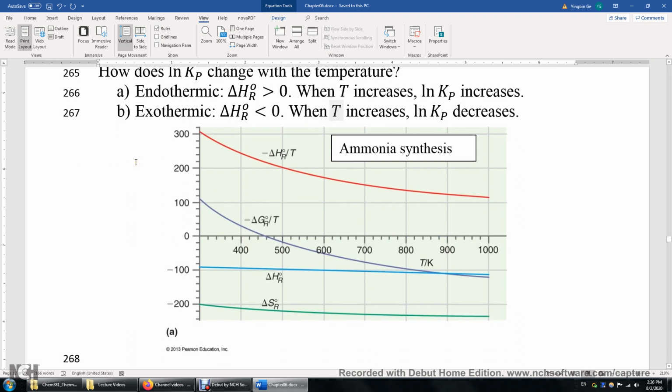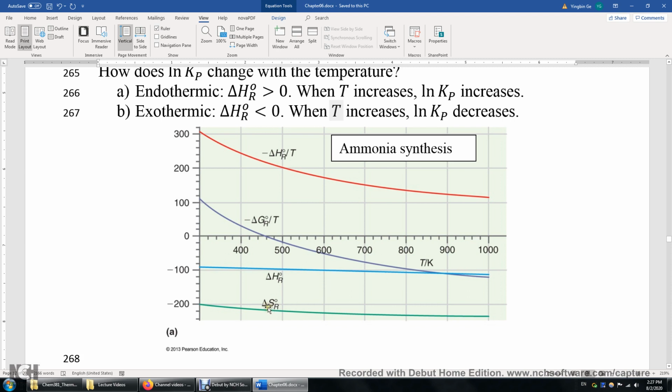Now finally, I want to emphasize this. This delta H of R is approximately a constant within a small temperature range or even a moderate temperature range. So if you look at this temperature change from 300 K all the way to 1000 K, and look at this line, the enthalpy of reaction is about the same. The reason is delta CPM is very small. The integral of delta CPM from 300 K to 1000 K is still very small.